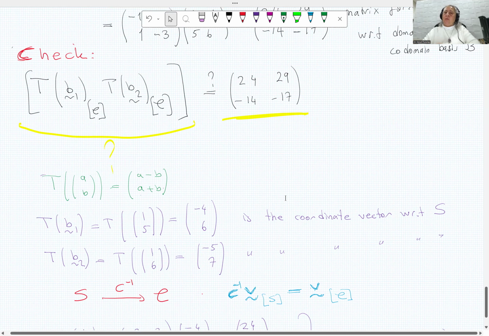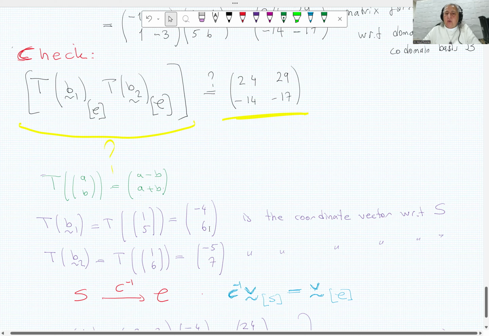Okay, let's do that. Let's see this part is exactly this matrix and how it works. So T(B1), B1 is (1, 5), and this was the rule of the linear transformation: a minus b, a plus b. So a minus b, 1 minus 5, that is minus 4. A plus b, 1 plus 5 is 6. So T(B2), B2 is (1, 6), will be 1 minus 6, that is minus 5, and 1 plus 6, that is 7.